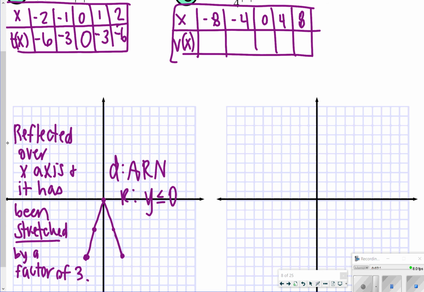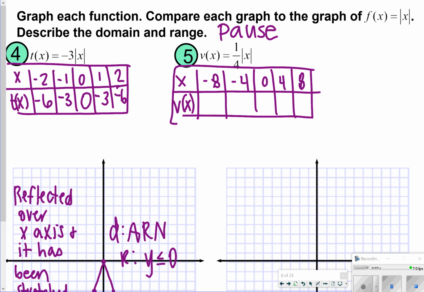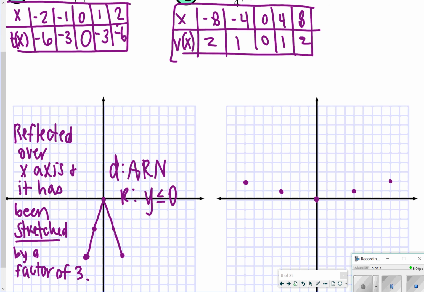Okay? Over here in number 5, I use the numbers that would be easiest here. Whenever you're multiplying by 1/4, I wanted to get whole numbers, so I used -8, -4, 0, 4, and 8. So I would get 2, 1, 0, 1, and 2. So let's see what this one looks like after we graph it. So here are my new points graphed, and I'm going to try my best here to make a straight line. And you can notice that this one has been definitely messed with a little bit.